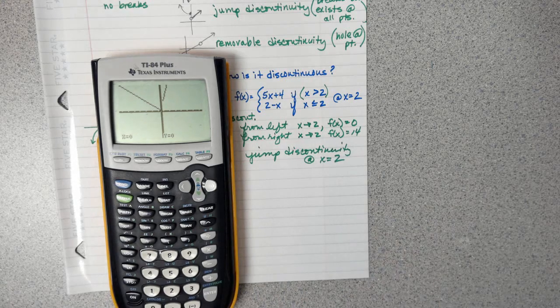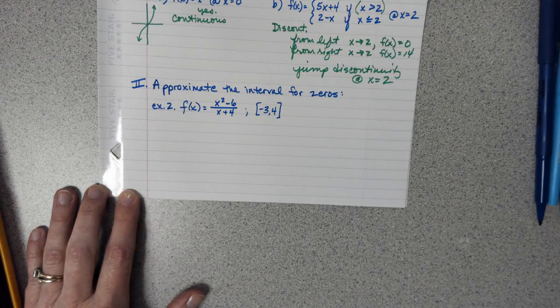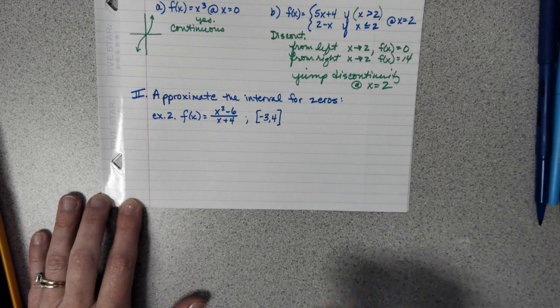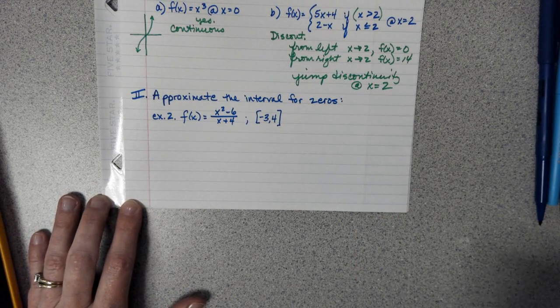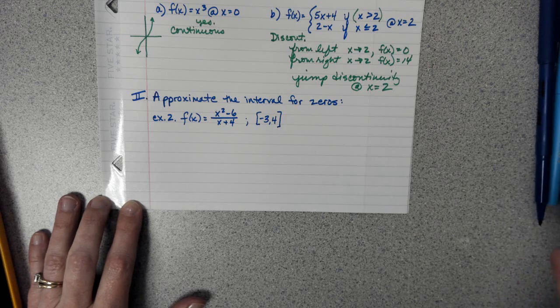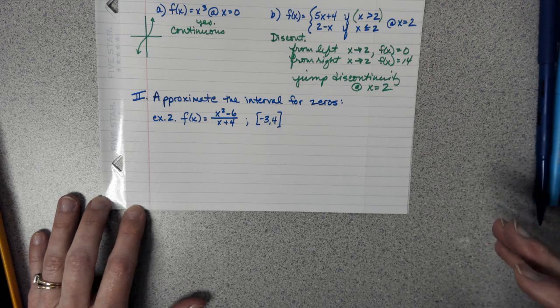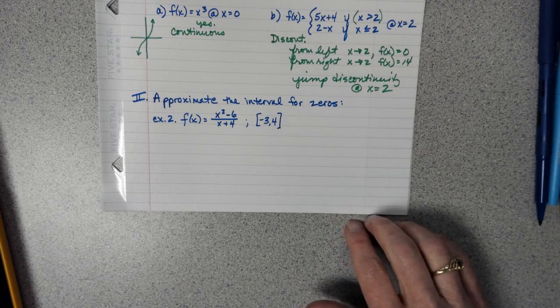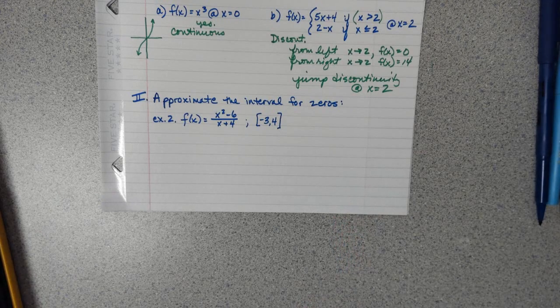All right. Now let's talk a little bit about something where you can approximate the zeros. All right, let me get that set up. Now I'd like to approximate the interval for zeros. Let me tell you, big picture, what we're doing. I'm giving you functions and you are telling me different characteristics about them. And ideally you want to get to the point where you can do this without the calculator and graphing it.